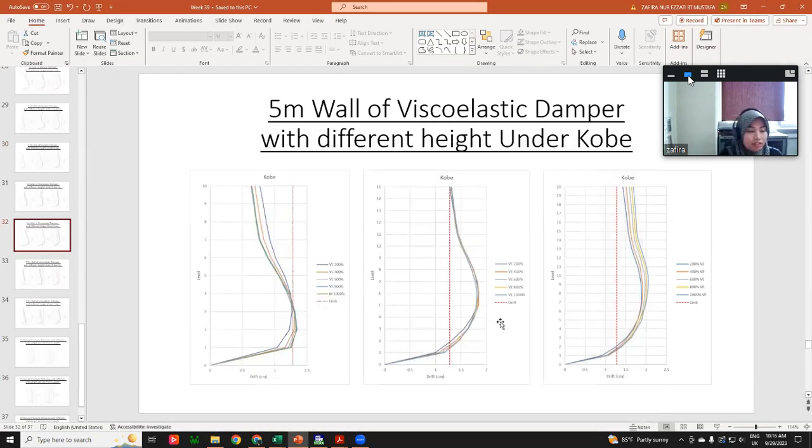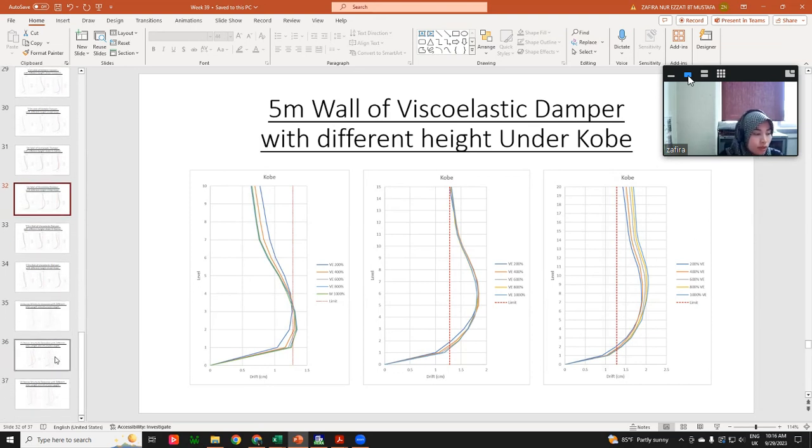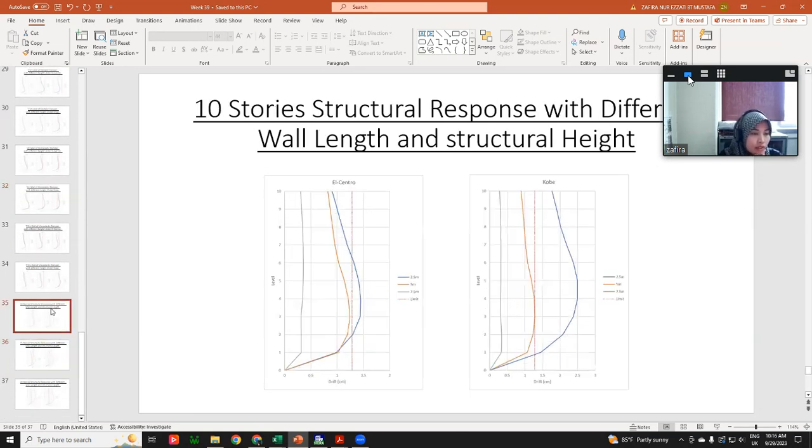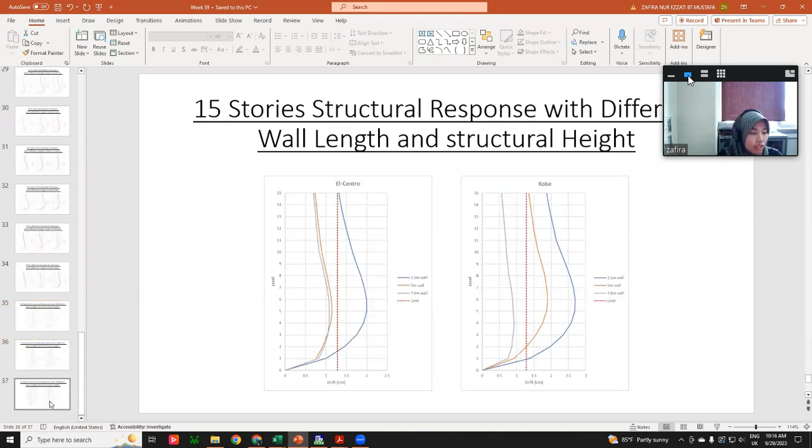Maybe if I have time to arrange the data more properly, then I can find the theory behind the result. And then I also try to compare with combinations of the building. This is 20% metallic and 500% viscoelastic with different lengths of the wall. We can see that 7.5 has the lowest story reduced compared to 0.5, and also the same with 15-story and 20-story.